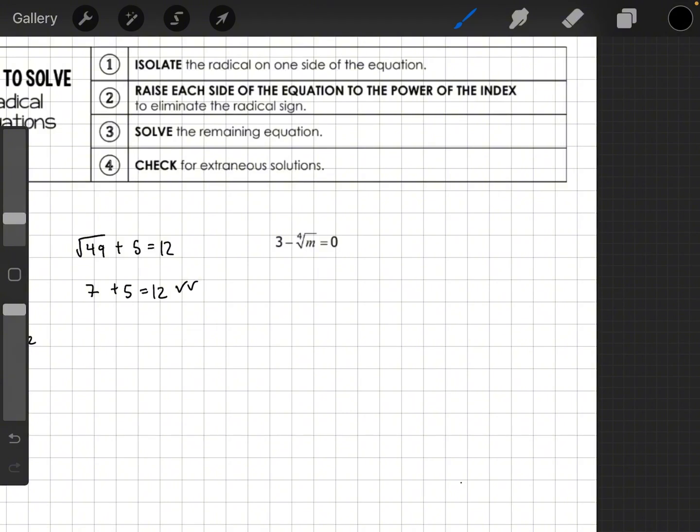So let's do another example. First, we'll isolate the radical. So we have negative 4th root m equals negative 3, because we're subtracting 3 on both sides. Now, because both of these terms are negative, we can multiply both sides by negative 1 to get rid of this negative. We have the 4th root of m equals positive 3.